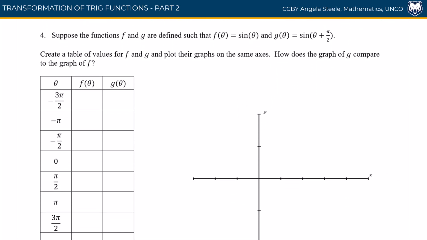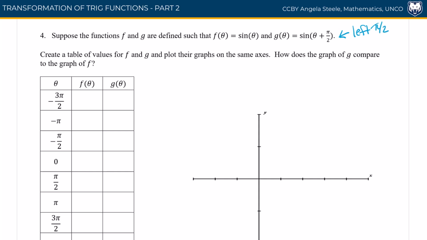and look at problem number 4. Okay, so here we have, suppose the functions f and g are defined such that f of theta is equal to sine, so that's going to be our original function. And then g of theta is going to be sine of theta plus pi over 2. So based on our conversation just a few seconds ago, you may already identify how this is going to shift. So we know it's going to be opposite of that sign, so it's going to be left pi over 2.